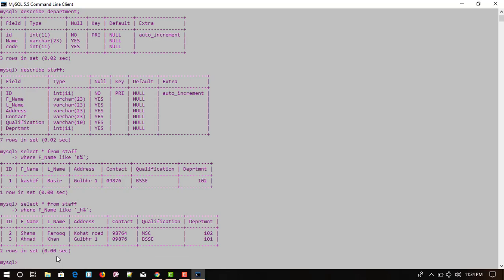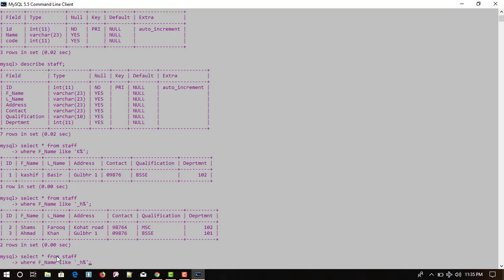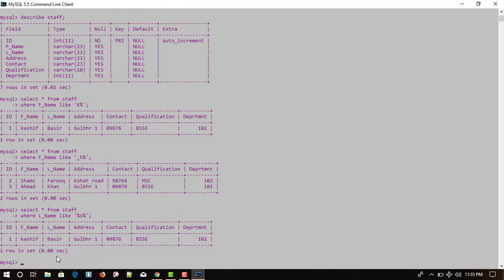If you remember only the middle name of it, so you can write here, there was a name whose middle alphabet was S, so I will write it. So it's cautious. So this is the like operator.